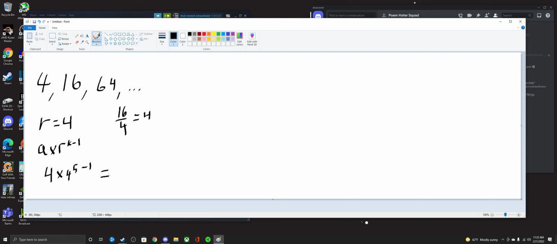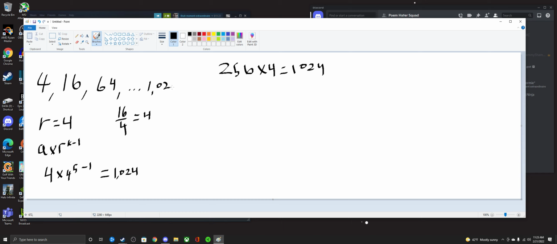So, looking at this, we have 5 minus 1, which is 4. So 4 to the 4th, well 4 to the 3rd is 64, and 64 times 4 is 256. So 256 times 4, that gets you 1024. So the fifth number in the sequence is 1024.